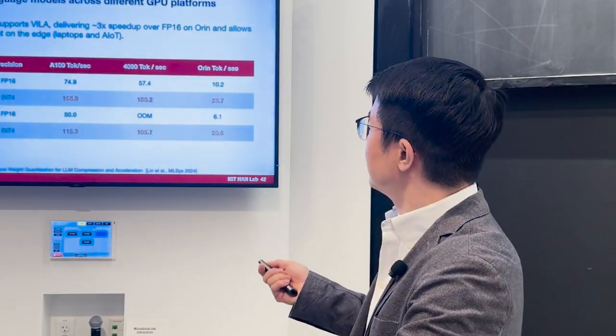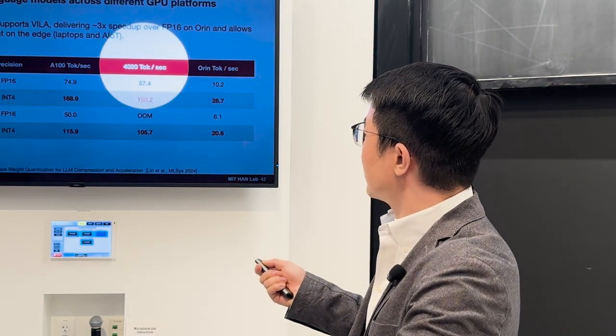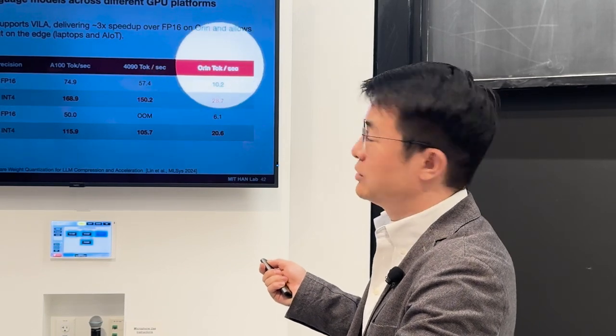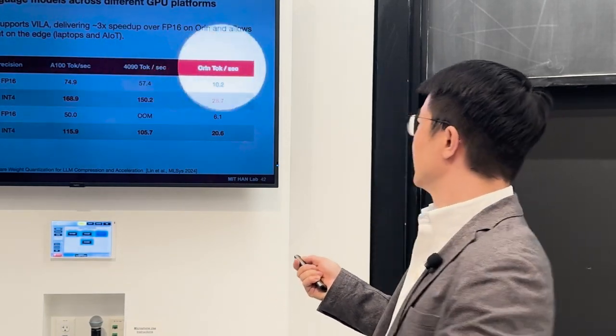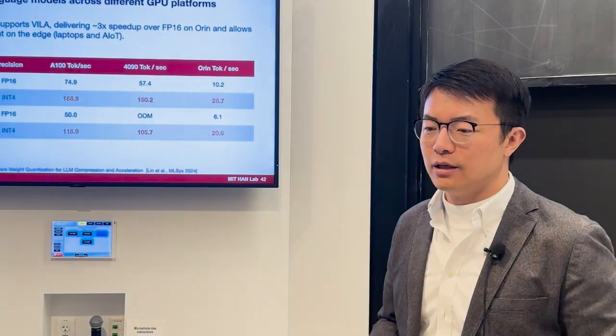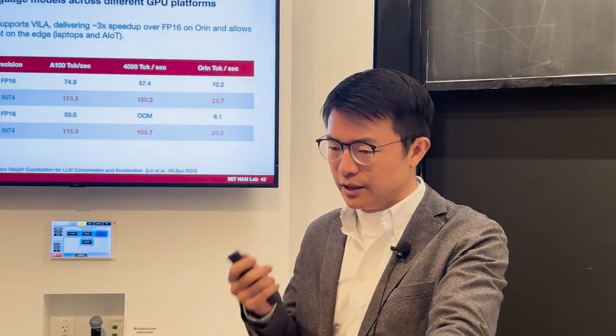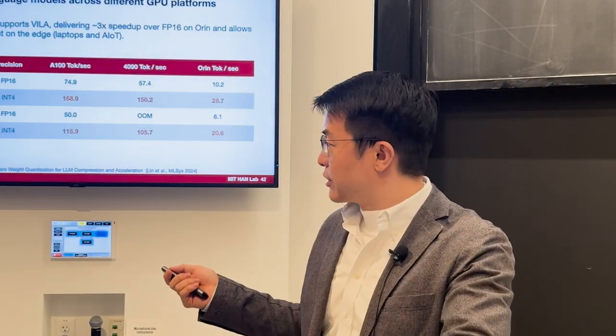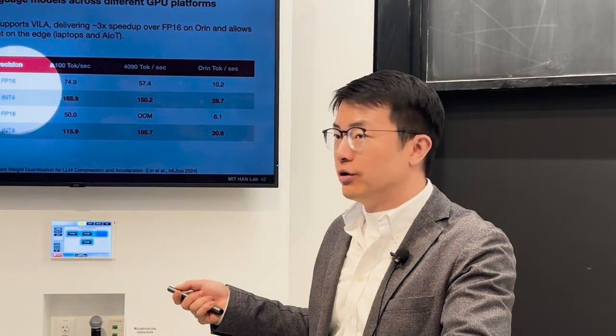Okay, so this is showing the speedup on cloud GPUs, desktop GPUs, gaming GPUs, and also the mobile GPU: A100, 4090, and Orin. Tokens per second means how many tokens it can generate per second. Comparing against the baseline, the int4 AWQ model consistently delivers about 3x speedup over FP16 on the Orin platform, which is a mobile GPU. We are running VILA, a visual language model, on it.